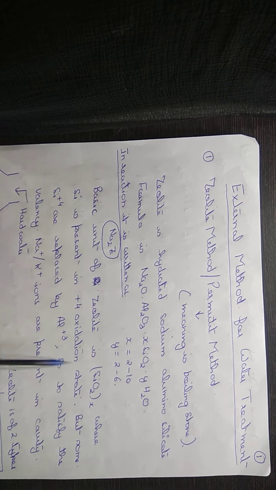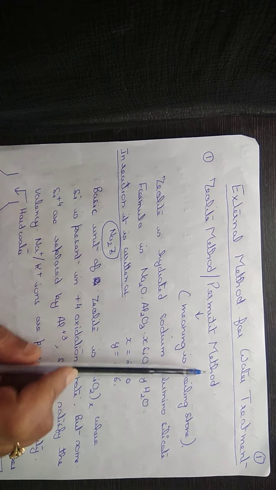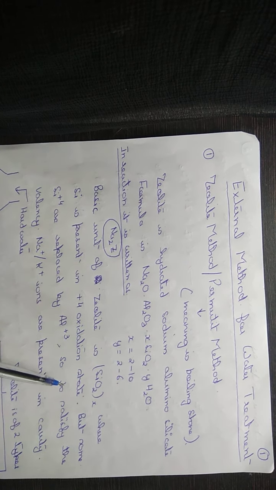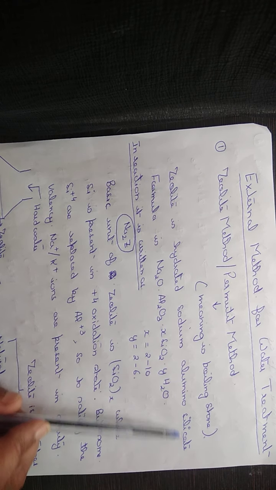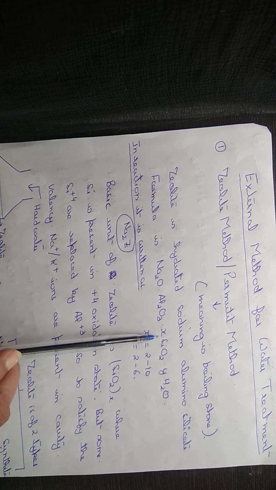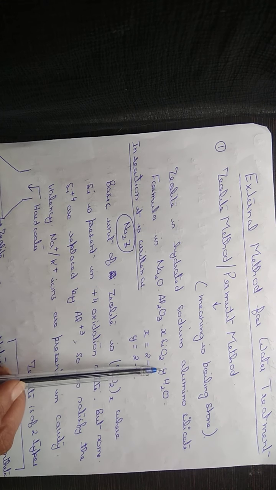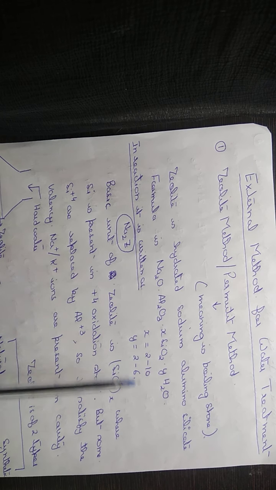Now, the external method for water softening. The first method is the zeolite process. It is also known as the permutit method. Permutit means boiling stone. The formula of zeolite is hydrated sodium aluminosilicate, which is Na2O, Al2O3, x SiO2 and y H2O. x can be 2 to 10 and y can be 2 to 6.